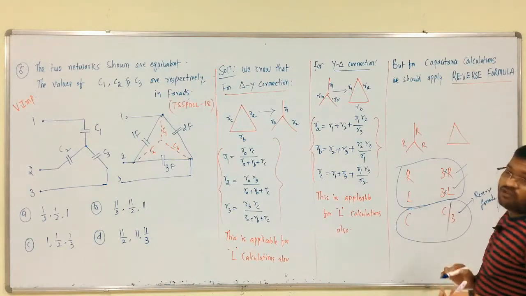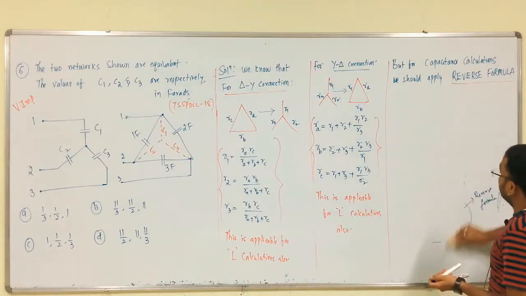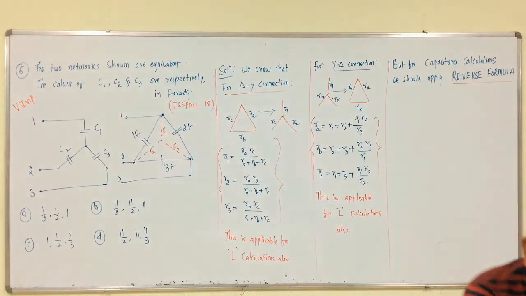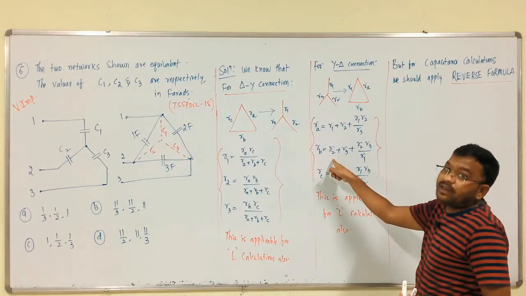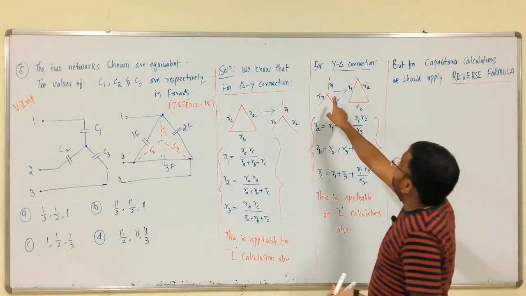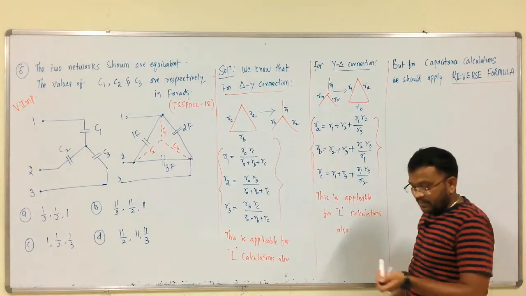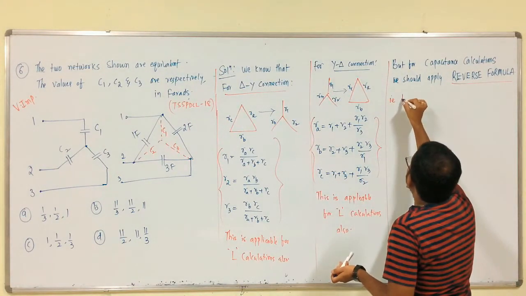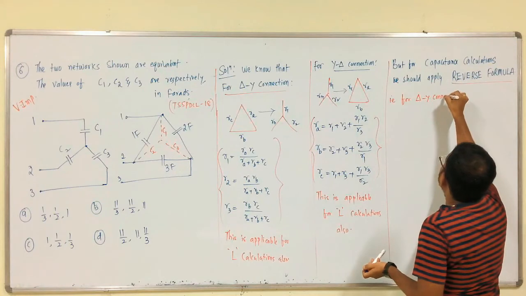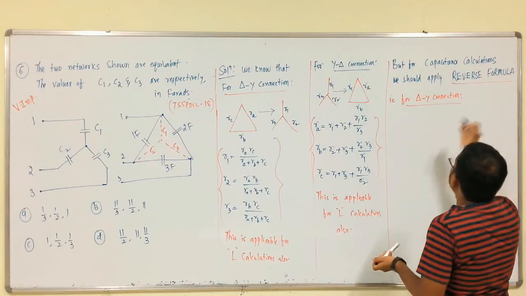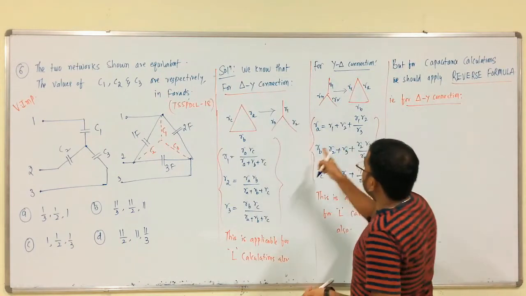That is Rietvard's formula. Rietvard's formula means what? For delta to star connection, we should apply these formulas for capacitance calculation, or for star to delta connection, we should apply these formulas for capacitance calculations. First we should consider delta to star connection. For delta to star connection, we should apply these formulas.